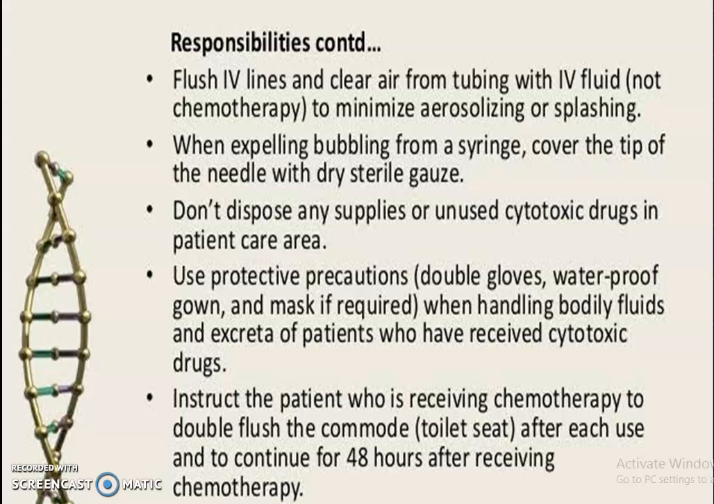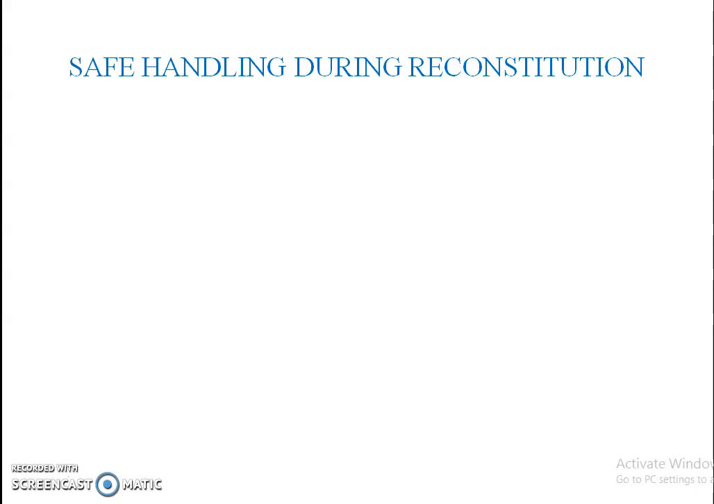Use protective precautions like double gloves, waterproof gown and mask if required when handling the body fluids and excreta of the patient who is receiving cytotoxic drugs. Instruct the patient who is receiving chemotherapy to double flush the commode after each use and to continue for 48 hours after receiving the chemotherapy.